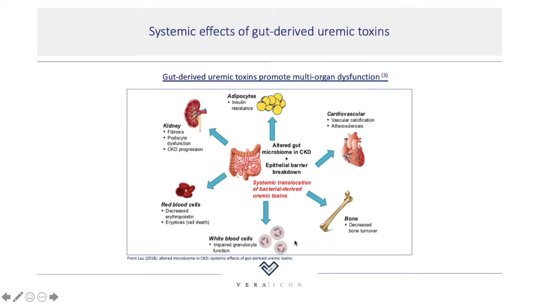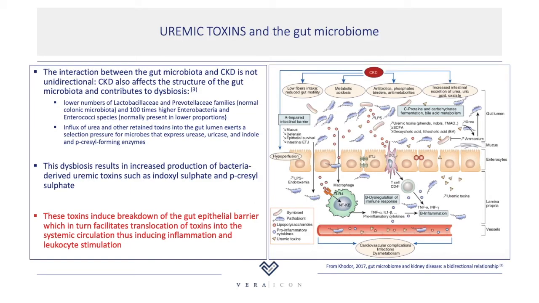They have an effect on granulocytes, on white blood cells, and they have an effect on bone, or they decrease bone turnover. They have an effect on calcium and phosphorus metabolism. Now let's look in a little bit more detail at what is happening in the gut.